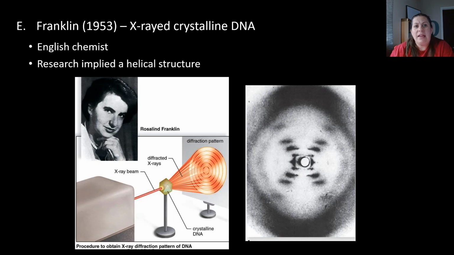The next one we want to look at is 1953, Rosalind Franklin. She was responsible for coming up with the idea that DNA was a helix. It had a spiral shape, but it was actually a double helix. There were 2 of them. She used X-ray crystallography, where she shot X-rays through crystals and diffracted the light in order to get the idea of what DNA looked like. She was an English chemist, and her research implied that there was a helical structure, like a spiral staircase structure.